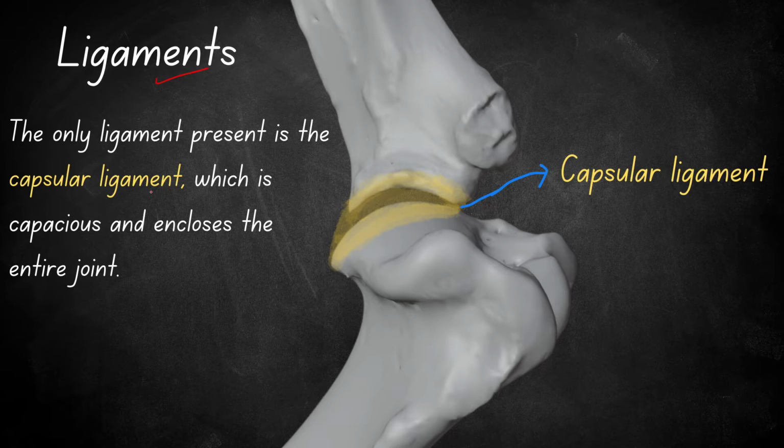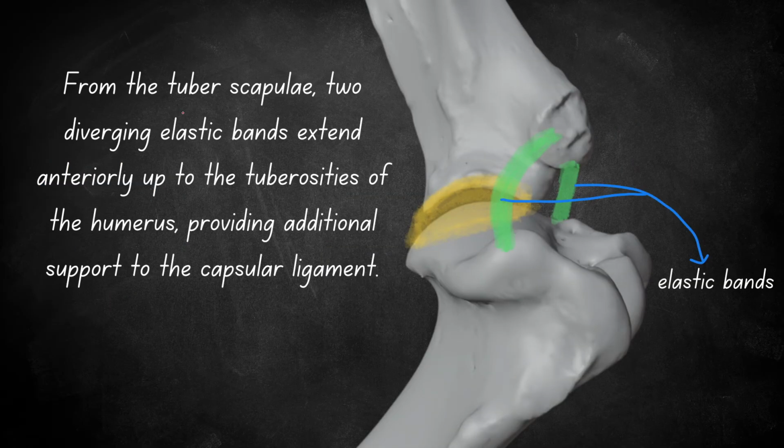Ligaments. The only ligament here you will find is capsular ligament, okay, which is very capacious and closes the entire joint. So you can see that this whole one is your capsular ligament. It is the only ligament found in the shoulder joint, capsular ligament. It is very important. Then from the tuber scapulae, diverging elastic bands extend anteriorly up to the tuberosities of the humerus, providing additional support to the capsular ligament.